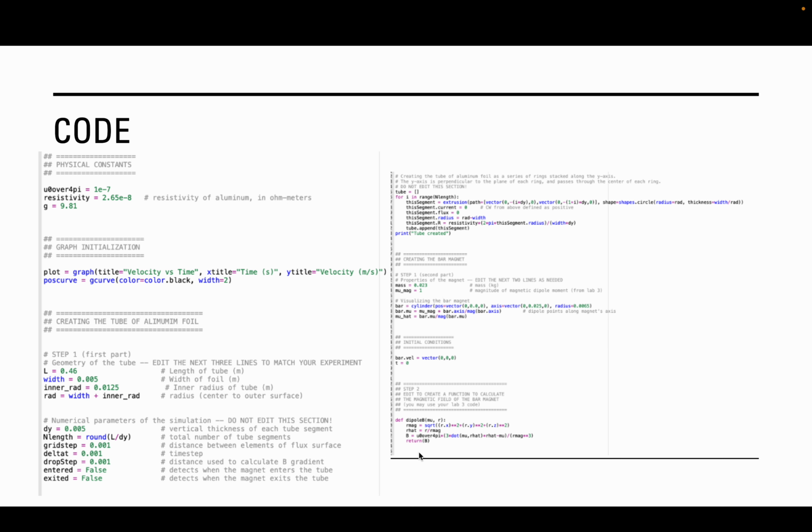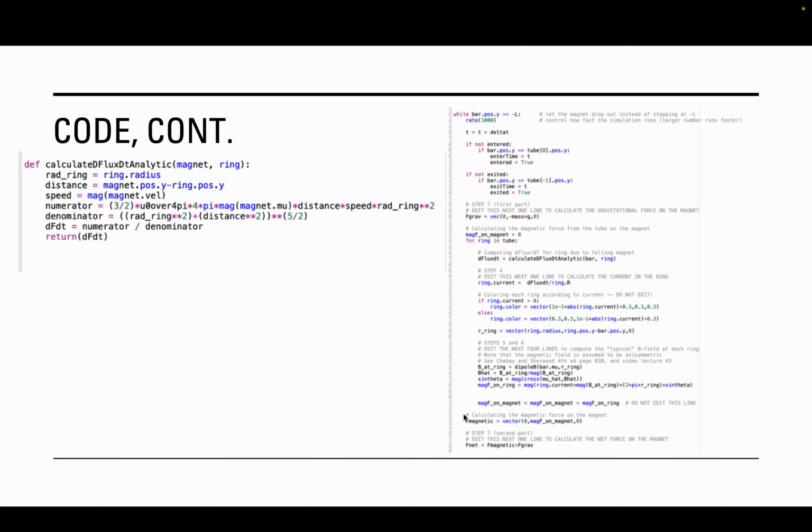We're also going to have to create a function to calculate the magnetic field of the bar magnet. We did do this in lab 3. So obviously we have our r mag, our r hat. B is our constant times 3 times the dot of mu and r hat, times r hat, minus mu, over r mag cubed.